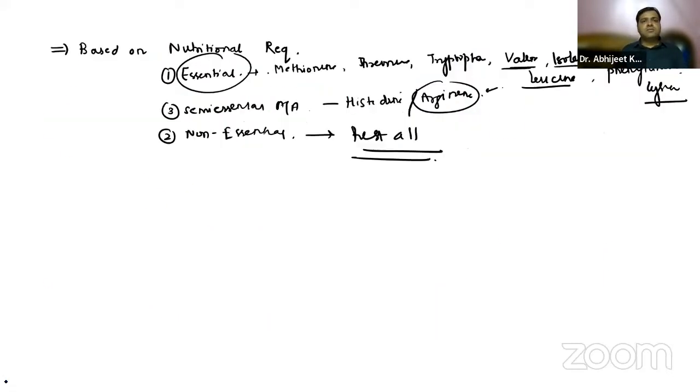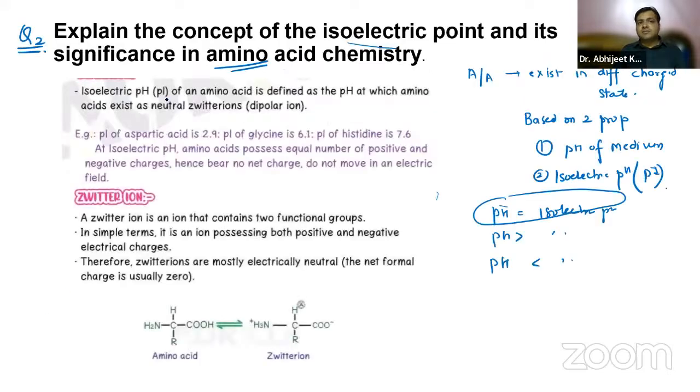So yes, the question says, the isoelectric point of an amino acid is defined as the pH at which the amino acid exists as neutral Zwitter ions. So I have already told you positive and negative are equal, plus one positive plus one negative. Together it is zero. There is no net charge.